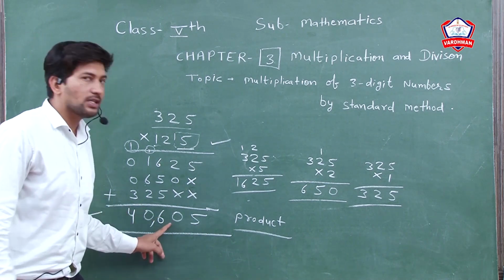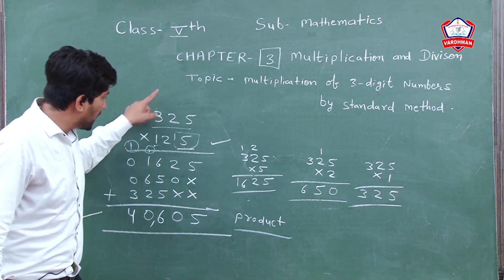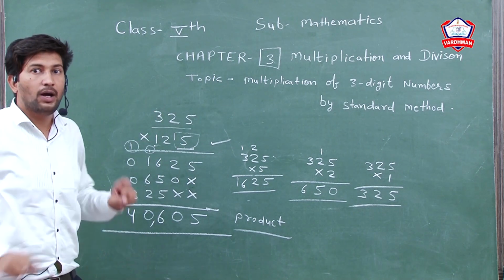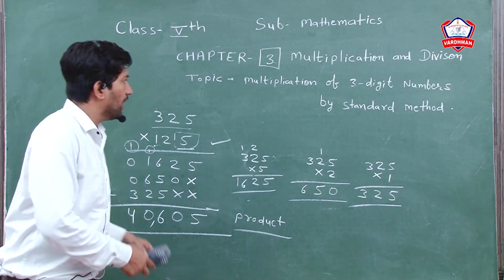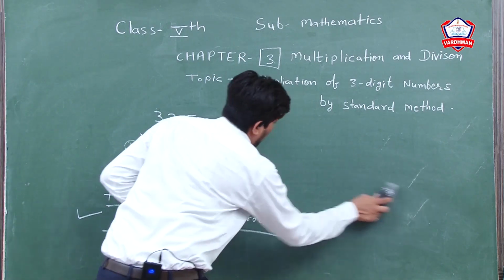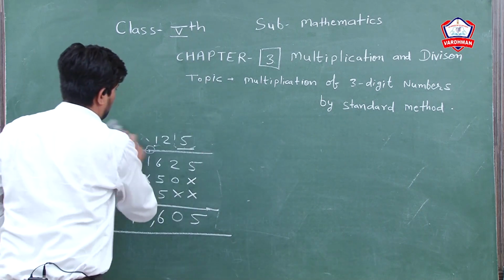Now you can discuss this way of multiplication, the standard form of multiplication. Now you have learnt to multiply with a 3-digit number.